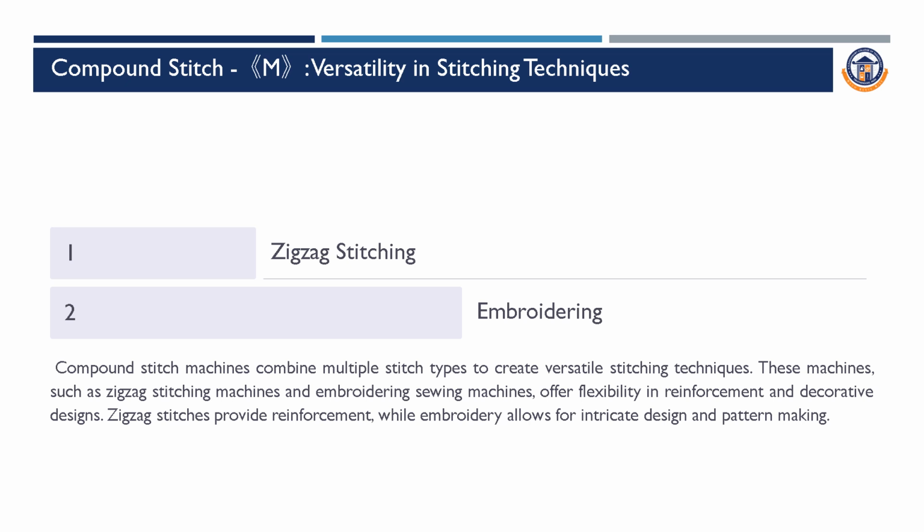These machines combine multiple stitch types to create versatile stitching techniques. These machines, such as zigzag stitching machines and embroidery sewing machines, offer flexibility in reinforcement and decorative designs. Zigzag stitches are providing reinforcement while embroidery allows for intricate design and pattern making. So compound stitch machine has two kinds. One is zigzag stitching and embroidery, where zigzag stitching is meant for reinforcement, embroidery is meant for intricate designing and pattern making.